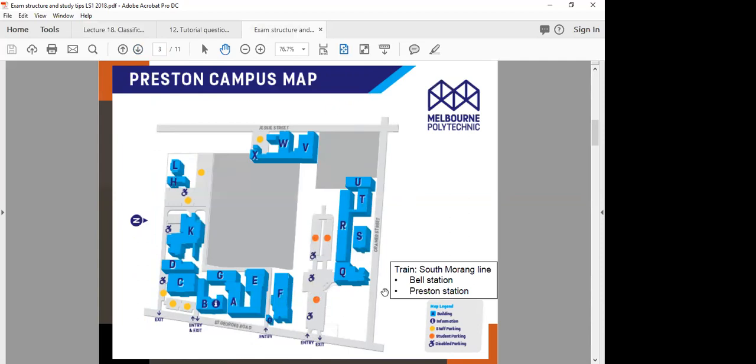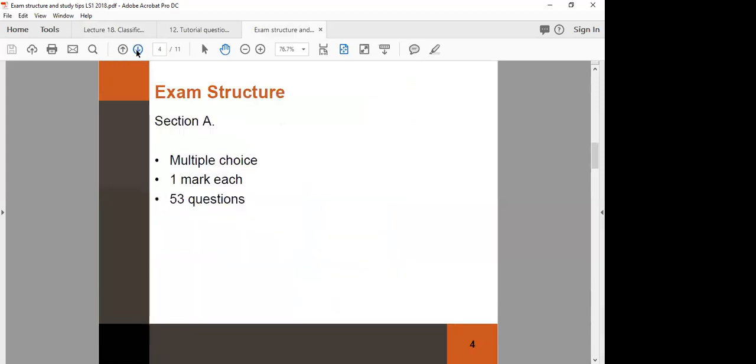Okay, for anyone that's taking the train, South Nerang line, you can get off at Bell Station or Preston Station, and it's about a 10-minute walk from either of those stations. And of course, I believe there's a tram that goes up St. George's Road. Okay, so that's the Preston campus.